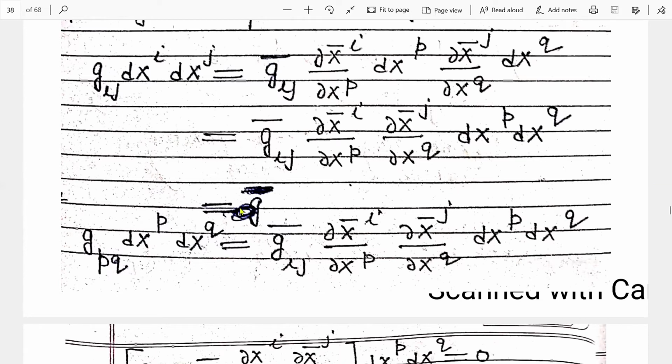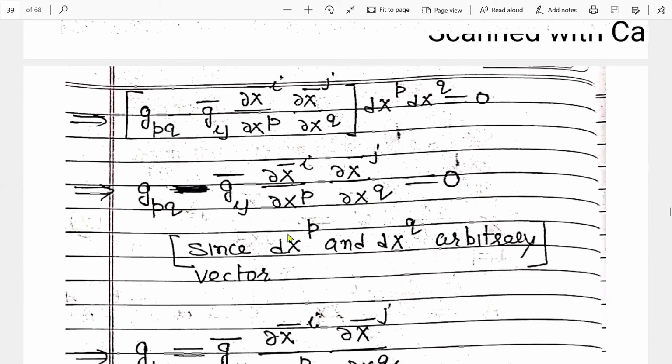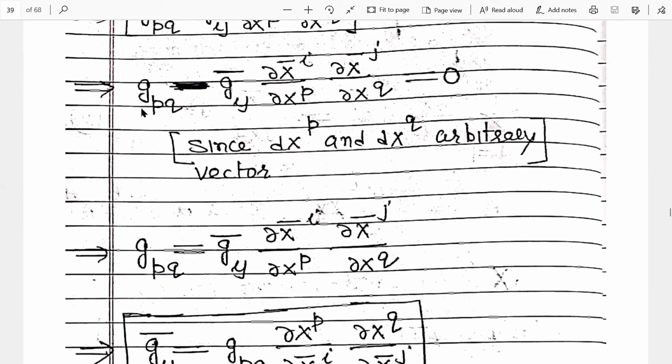Now, in this equation, change from ij in terms of pq, and here it is g ij bar, curly x bar i, dx p, curly x bar j, curly x q, dx dq. It implies this value is equal to 0. Now this is an arbitrary tensor. If it is an arbitrary tensor, then this term is equal to 0. If this term is equal to 0, then what do we get?